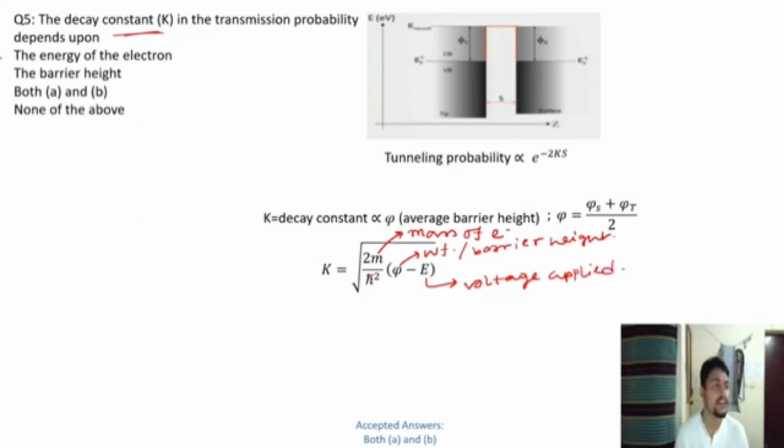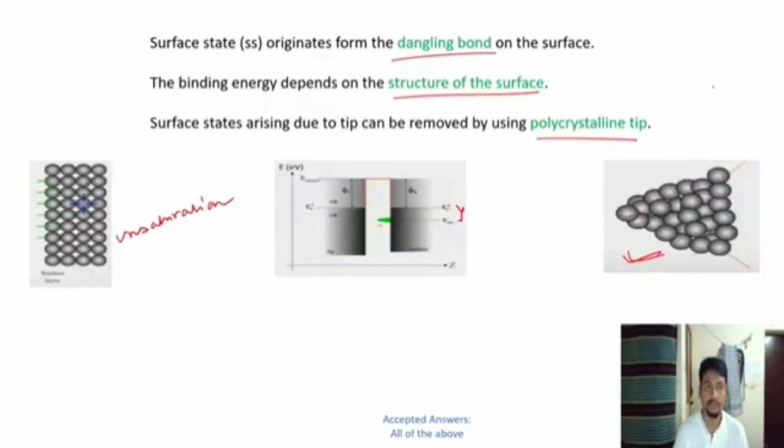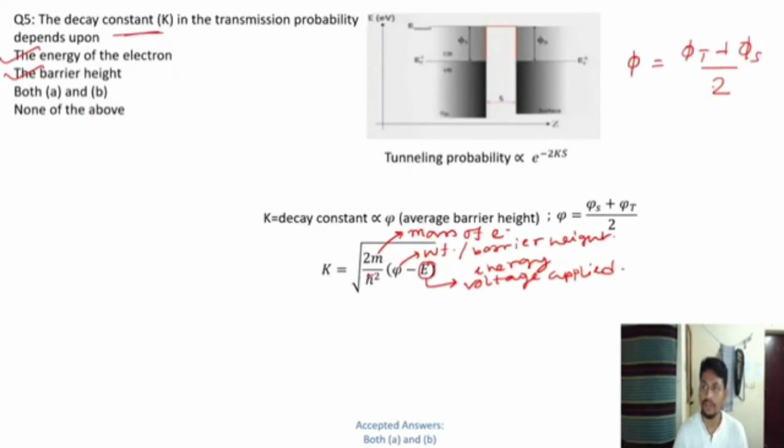So the energy of the electron, the voltage or the energy, right? Obviously the barrier height is there. This is the barrier height, which is basically phi t plus phi s by 2. So that is obviously dependent on barrier height.